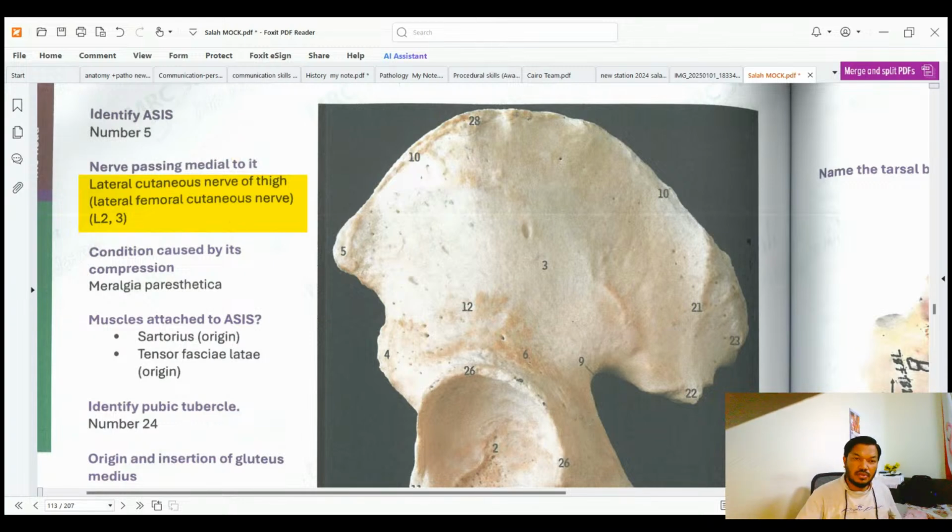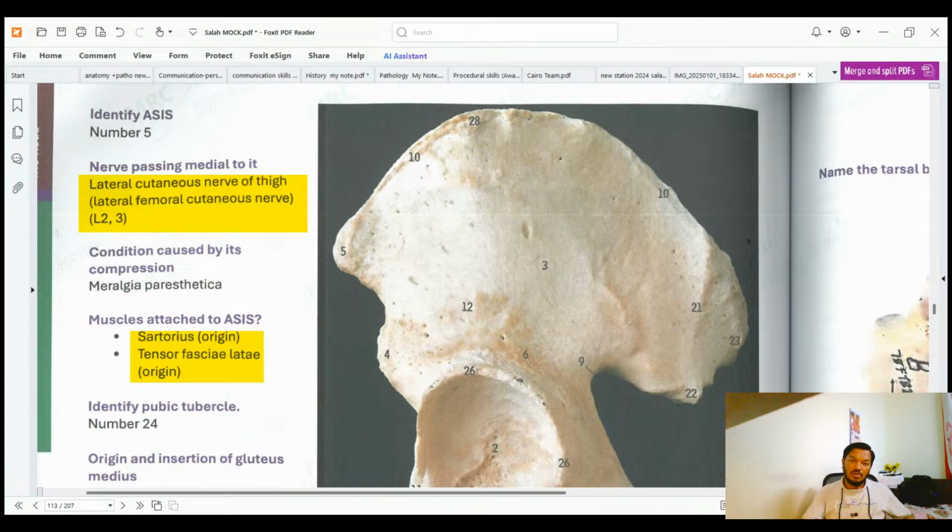The muscles attached to the anterior superior iliac spine are sartorius, which originates here, and tensor fascia lata, which also originates here. This is a new question: which muscles are attached here? Sartorius and tensor fascia lata originate from here.